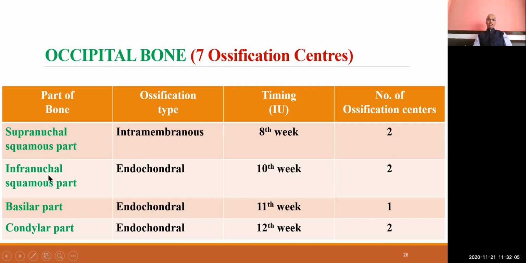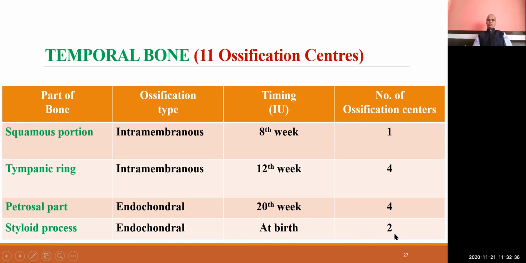Whereas the infranuchal squamous part develops by the endochondral method in the 10th week of intrauterine life, and it has 2 ossification centers. Basilar part is formed by the endochondral method at the 11th week of intrauterine life, having 1 ossification center. And the condylar part of the occipital bone is also formed by the endochondral method at the 12th week of intrauterine life. It has 2 ossification centers.